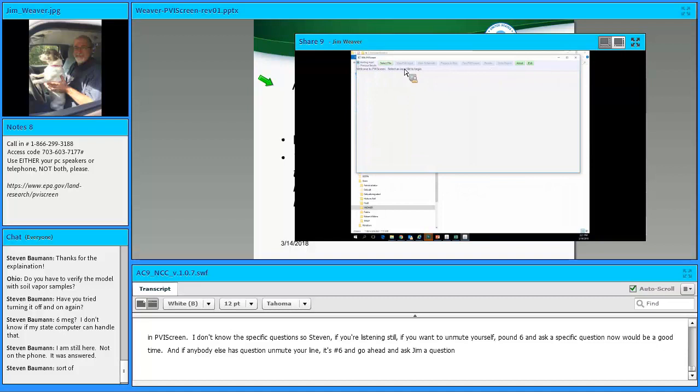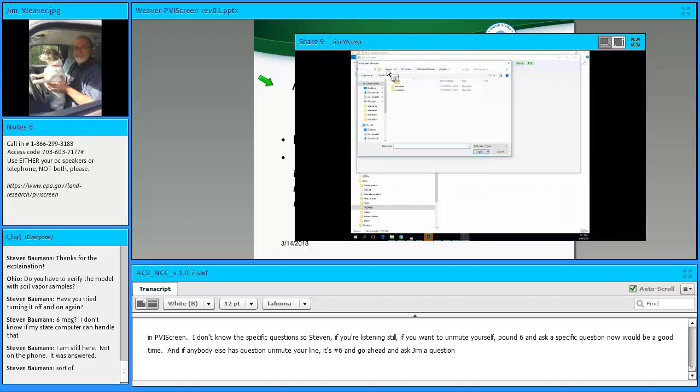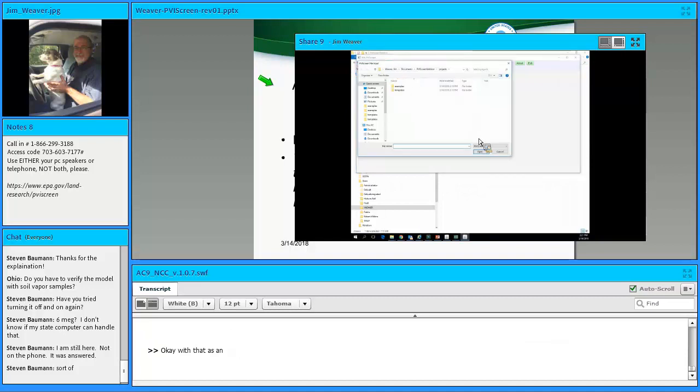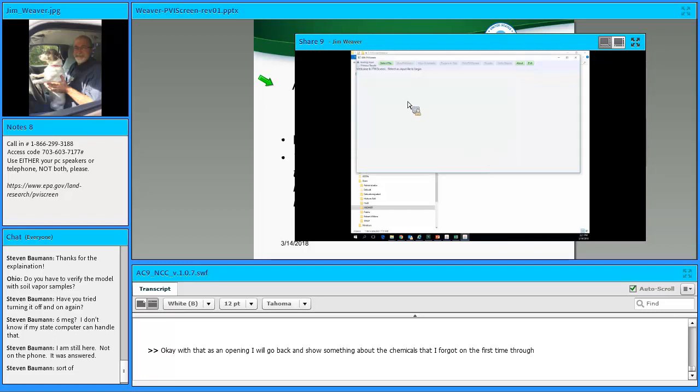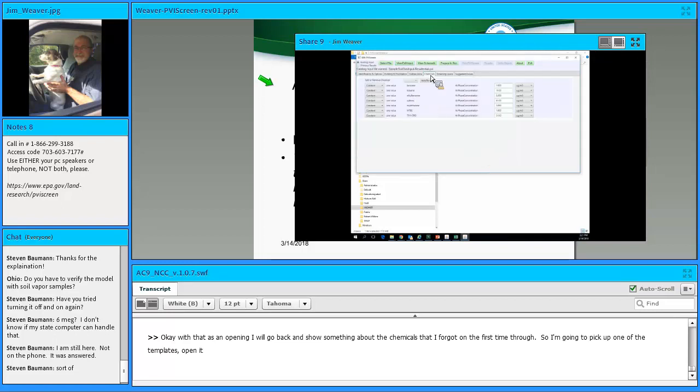Okay, with that as an opening, I'm going to go back and show something about the chemicals that I forgot on the first time through. So I'm just going to pick up one of the templates, open it. Okay, so on this Add Remove chemical button, it gives me a list of chemicals, and these are the ones that it has data for. So these are the things that we can currently simulate.